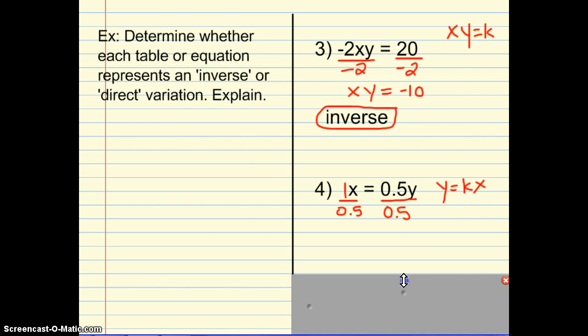And these will cancel. That'll leave us with y. And 1 divided by 0.5 is actually 2x. And this is a direct variation.